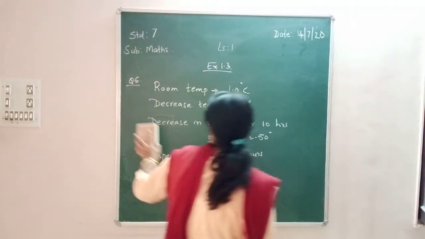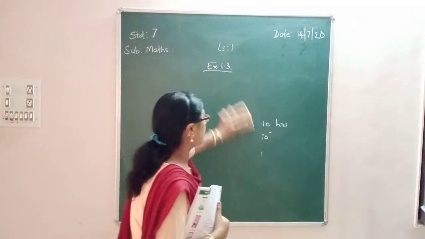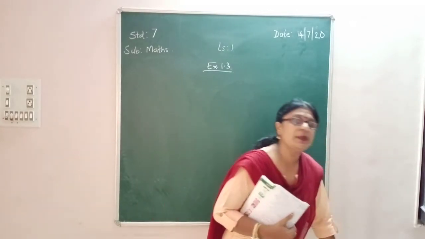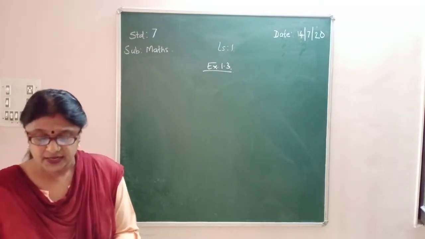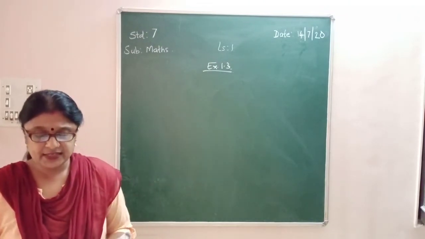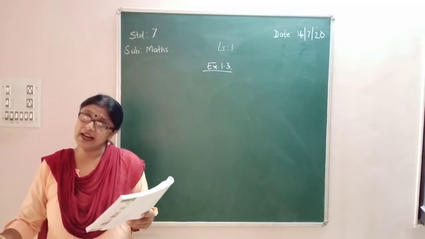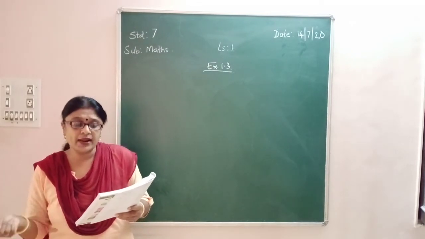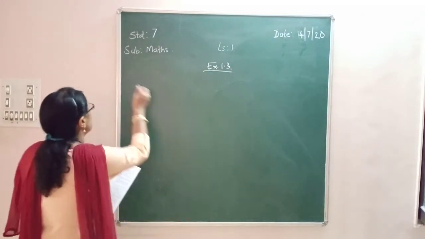Now let us see the 7th one. You have to keep in mind, if it is decrease, then the number will be a negative number. If there is an increase, it will be a positive number. Right? Now see the 7th one. In a class test containing 10 questions, 5 marks are awarded for every correct answer and -2 are awarded for incorrect answers. Right? Okay, so now the first one.